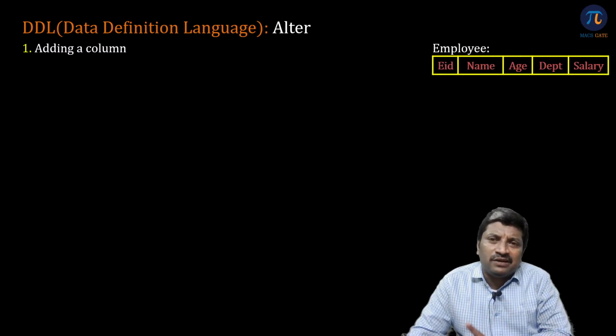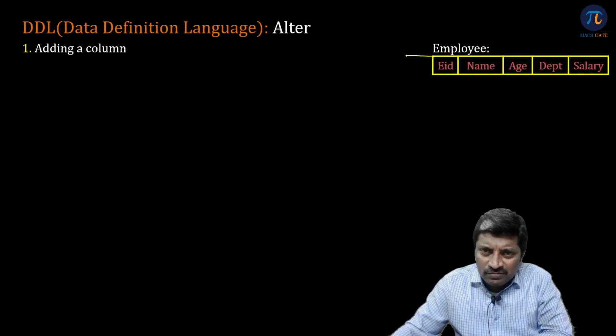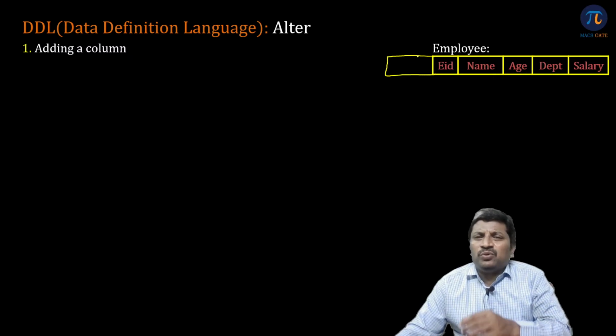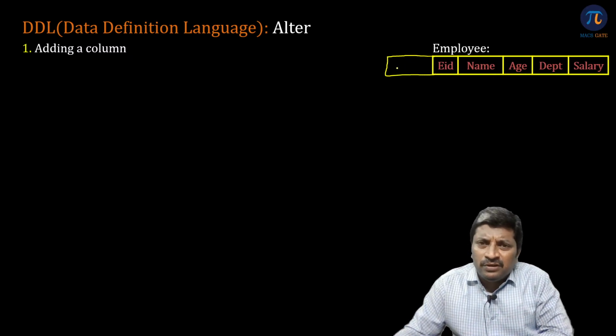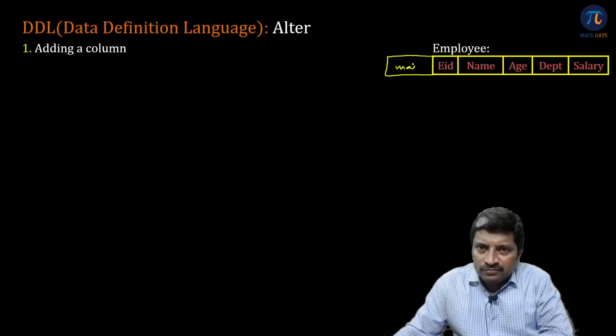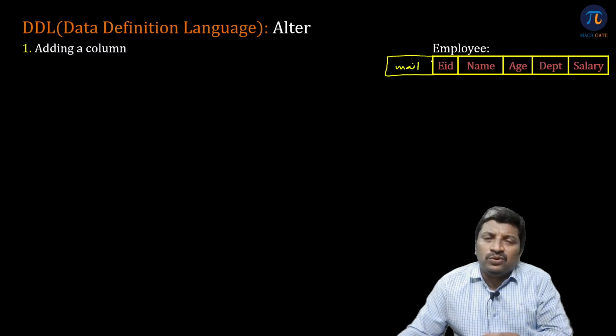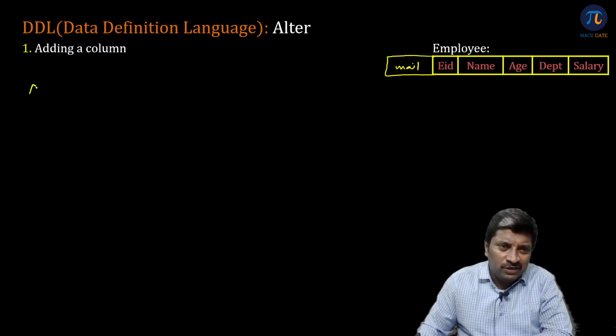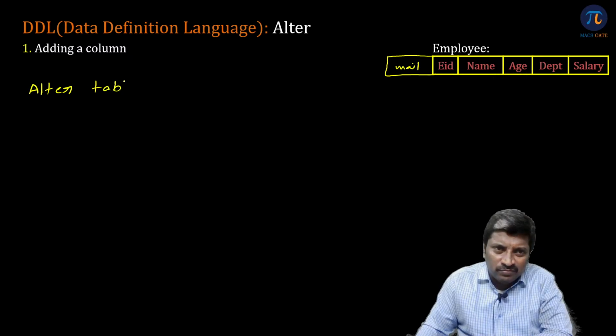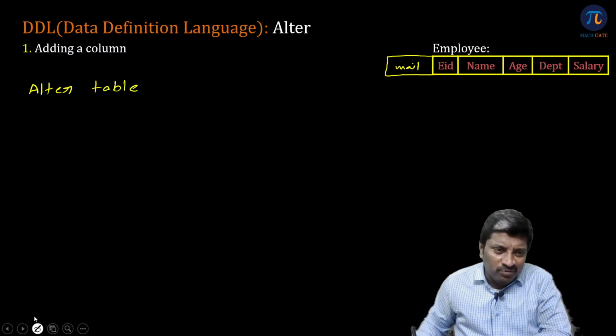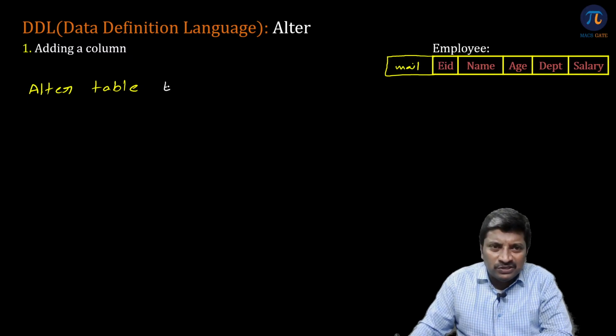Coming to the first one, adding a column. Suppose for this table, I want to add one column. For example, what we can have, sir? Mail. I want to know the mail ID of the employees. Then the question is alter. That is a keyword, sir. Table. That is also a keyword. What is the table name you are having, sir? The table name is employee. Alter table employee. Fine.